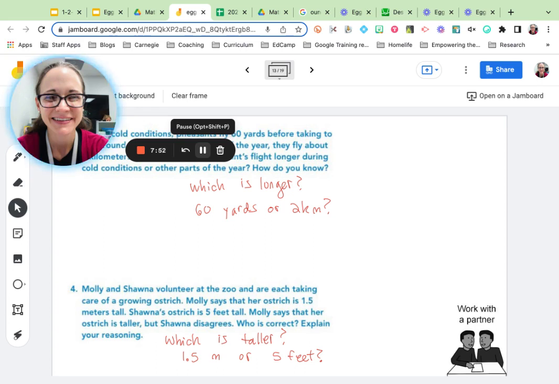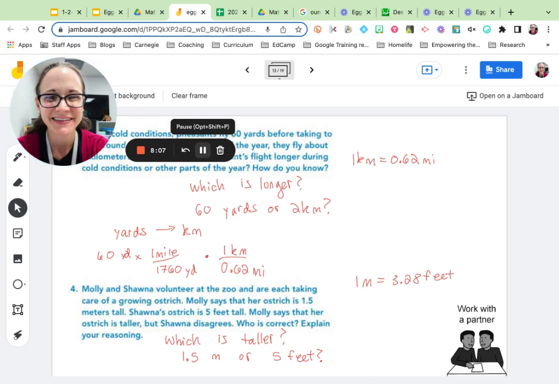This is your task with your partner. You're going to answer number 3, which is longer, and you're going to answer number 4, which is taller. Pause the video and set a timer for 7 minutes. Once you've had time to look at both of these problems, we'll talk about them together. There are lots of right approaches and right ways to get this problem on number 3.